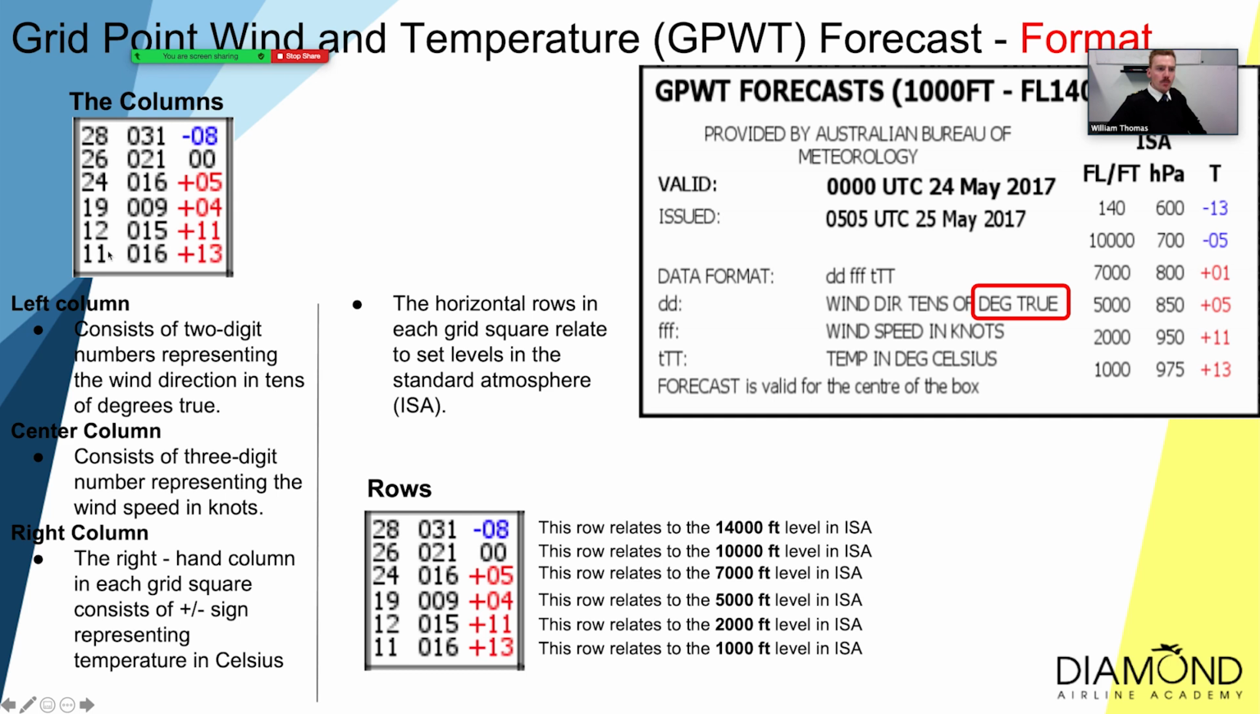Now this bottom row is for 1,000 feet. So over on this side of the key, we see we've got 1,000, 2,000, 5,000, 7,000, 10,000, flight level 140. Hence, there's 1, 2, 3, 4, 5, 6. There'll be 6 rows in each box.